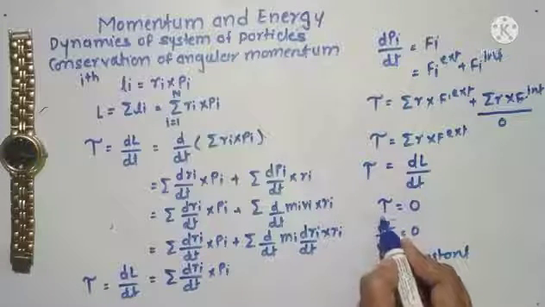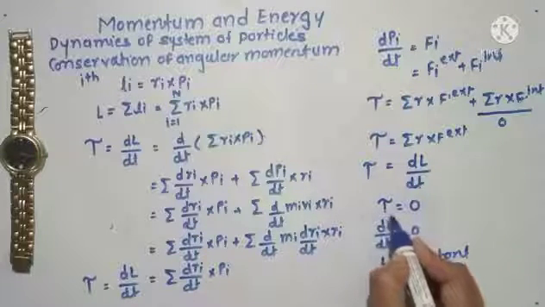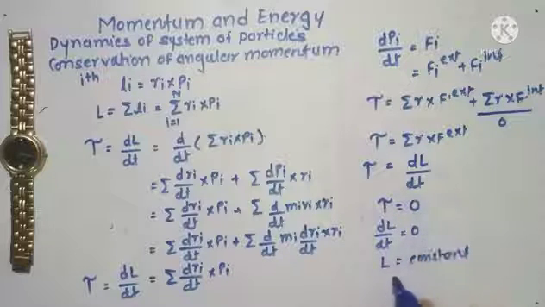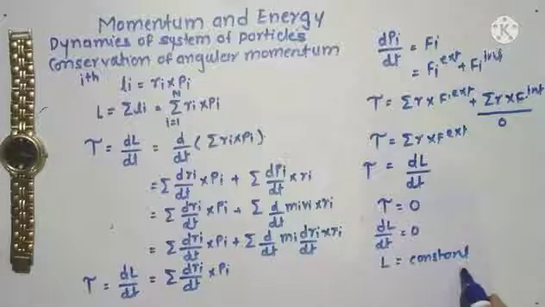So when the external applied torque on a system of the particles is 0, the angular momentum of the system is conserved. So this is the law of conservation of the angular momentum of the system of the particles.